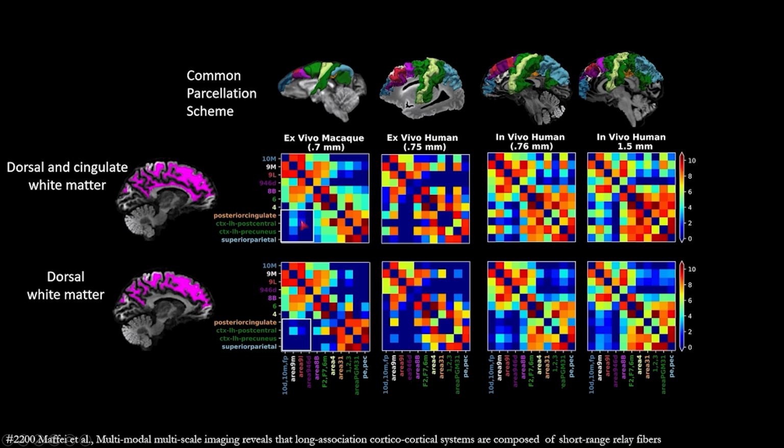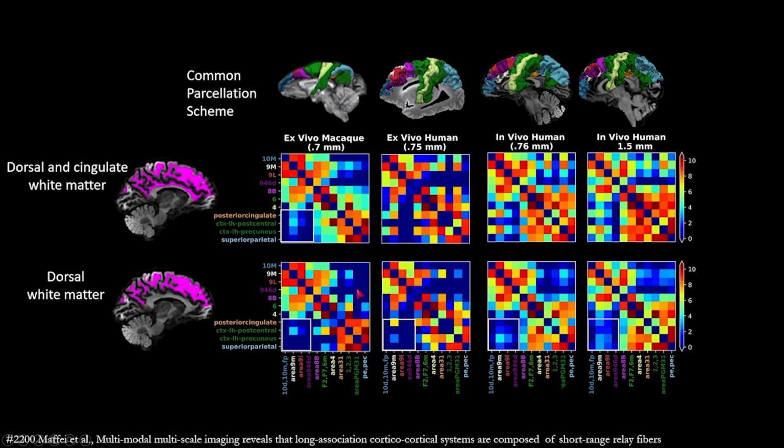If we focus on the lower left quadrant of the matrix here, we can see that when we allow streamlines to run through the cingulum, we have a higher number of long-range connections than when we allow streamlines to only run through the SLF regions. Also, as the resolution decreases, the number of long-range connections increases, as well as the regions that show long-range connectivity.